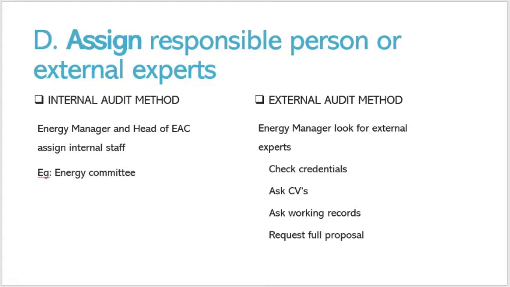There are two ways. When we do the internal audit method, the energy manager and the head of EAC will assign the internal staff to do the energy audit. The assigned internal staff examples is energy committee, while the external audit method, the energy manager will look for the external experts.